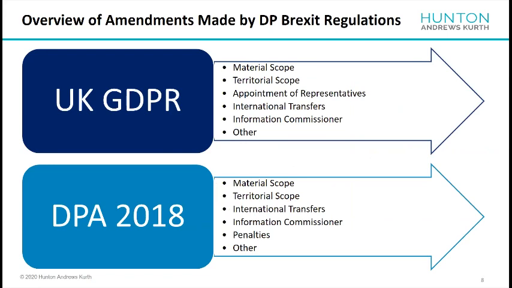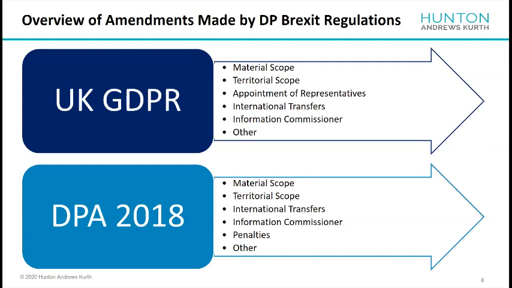So looking firstly at the UK GDPR, just remember in terms of material scope that the UK version of the GDPR is broader than the EU GDPR, but this is unlikely to impact commercial organisations. On territorial scope, and we'll come on to look at this, the scope of the UK regime is essentially a mirror image of the EU regime. So the UK asserts extended territorial scope just as the EU does, and this will lead to some overlap, which we'll discuss. In relation to the appointment of representatives, the UK's approach is similar to the EU approach.